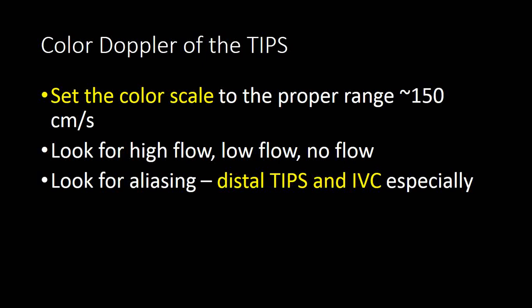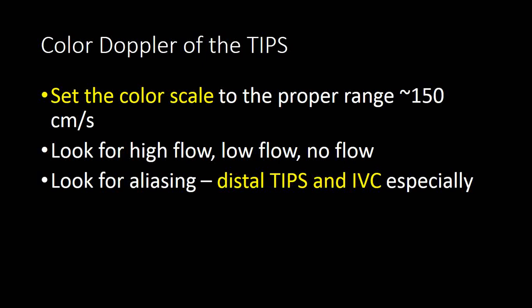Now, velocities within your stent are often going to be greater than 90 and less than 190 centimeters per second. So you want the range on your scale to be similar to your expected velocities. So plus or minus 75, plus or minus 100 is going to be a color scale that will let you see whether there is aliasing within that TIPS stent.